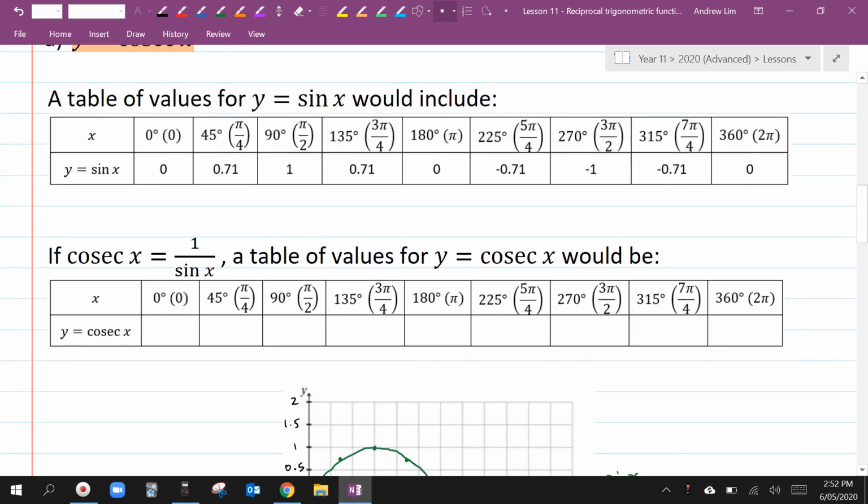But if cosecant of x is equal to 1 on sine of x, then the table of values for this would look like, what we're going to do is take these and put 1 over that. 1 divided by that. Well, we can't do 1 divided by 0. So actually, this is undefined. In fact, all of these, where sine of x is 0, will give us an undefined answer.